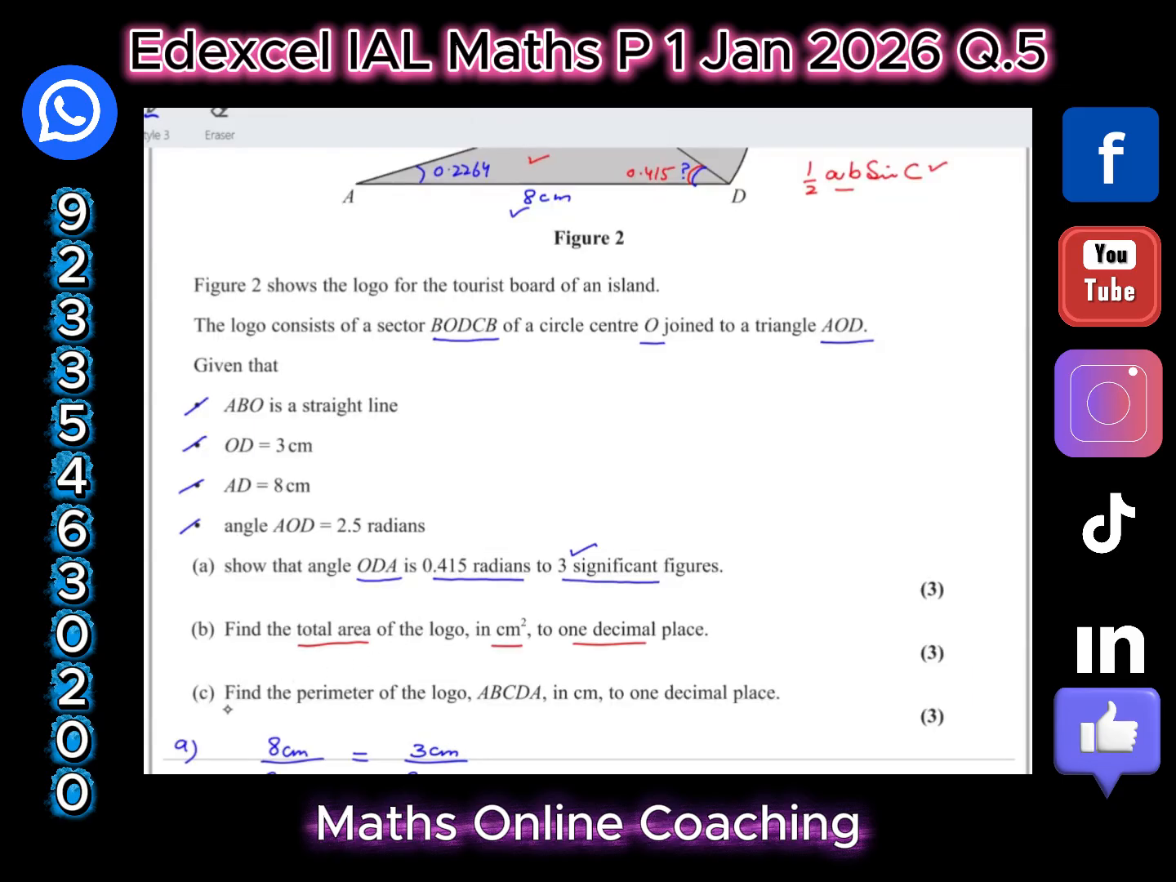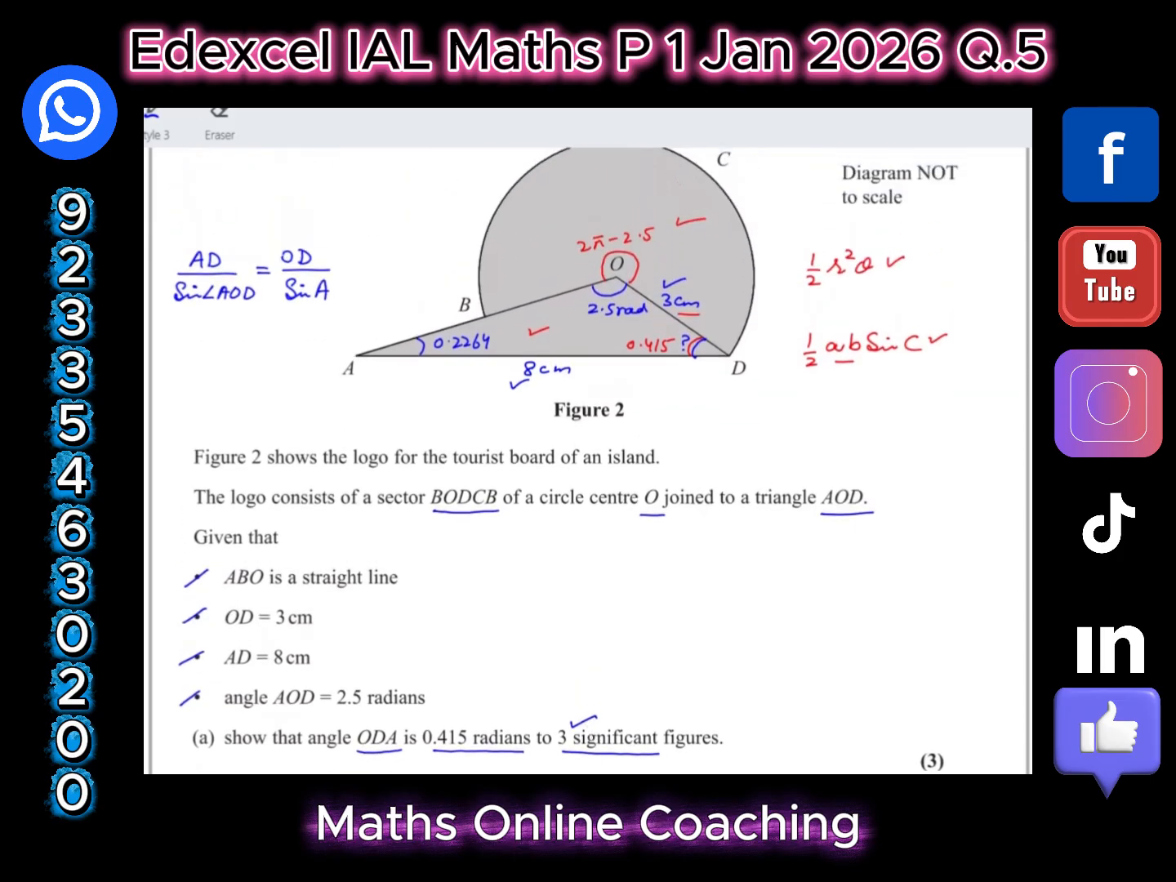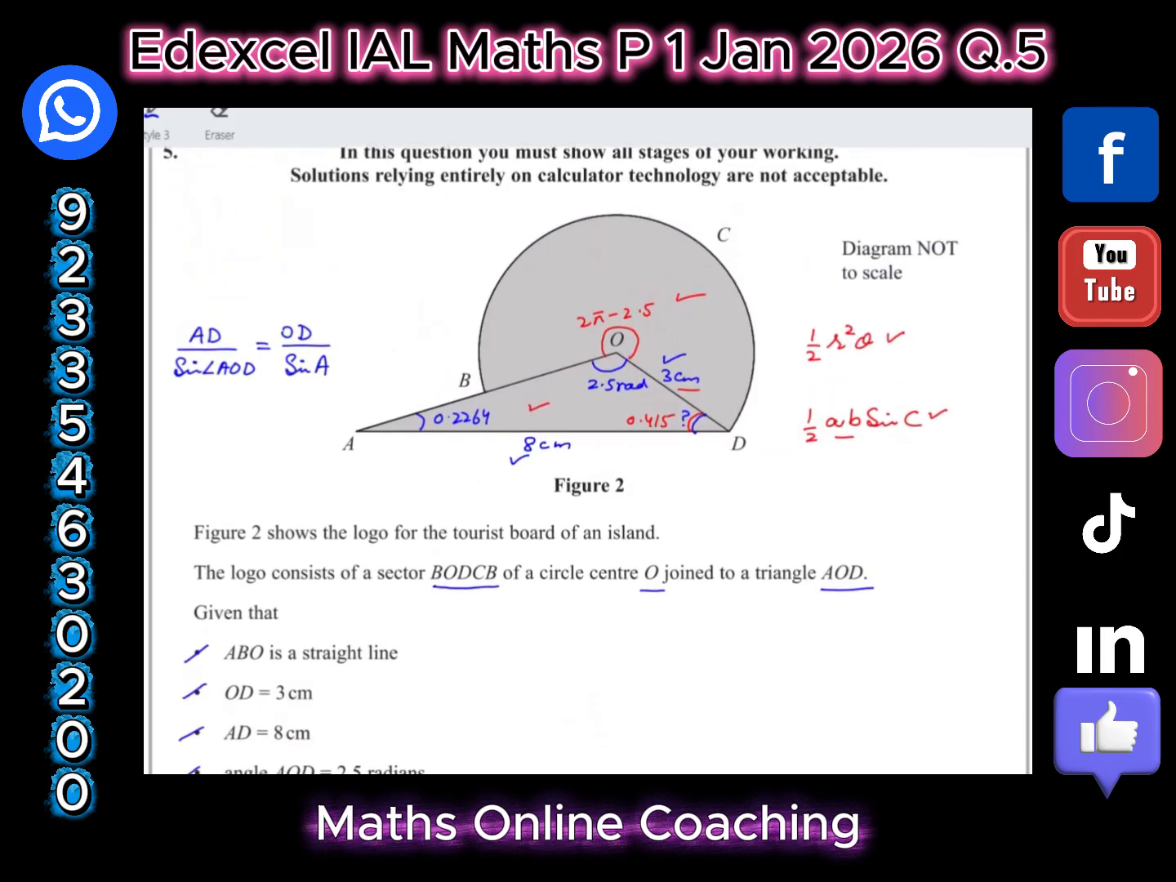Now, part C, find the perimeter of the logo ABCDA in centimeters to 1 decimal place. Perimeter means the length of the boundary. So we have to calculate the length of boundary of the logo. See in the figure, the boundary consists of 3 parts. One is the side AD, which is 8 centimeter. Next is the boundary of this sector, DCB. And the third one is the side AB. So we have to do it in 3 parts.